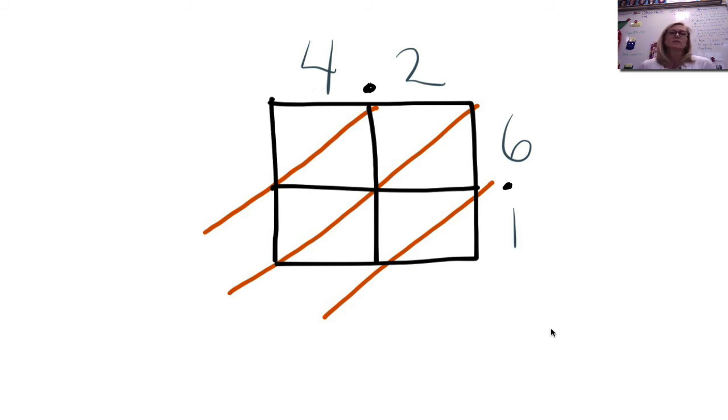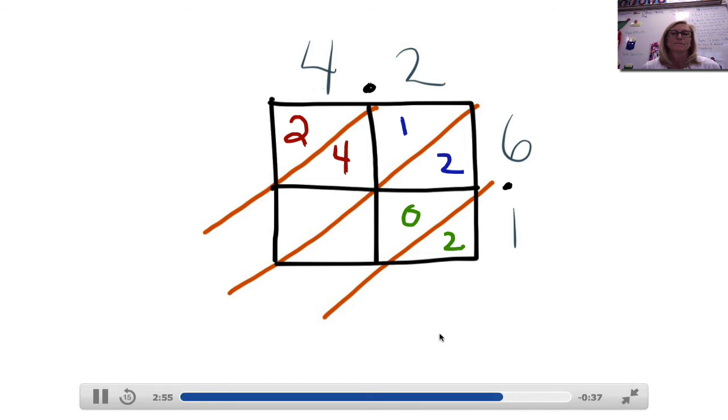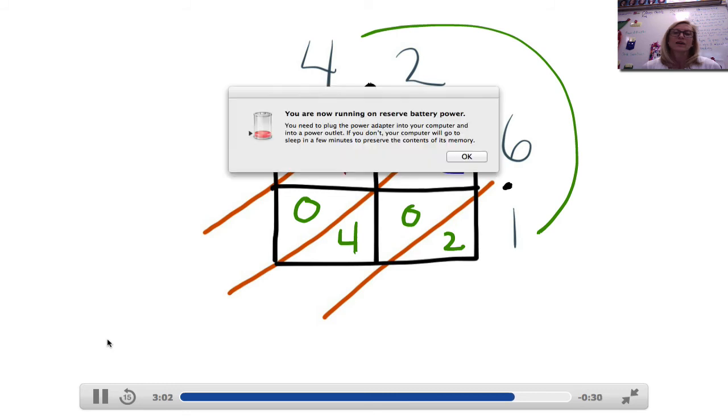So what do we do in this situation? Well, we're going to do exactly what we did the last time. So we're going to first just do the multiplication. And then we're going to go ahead and add them up.